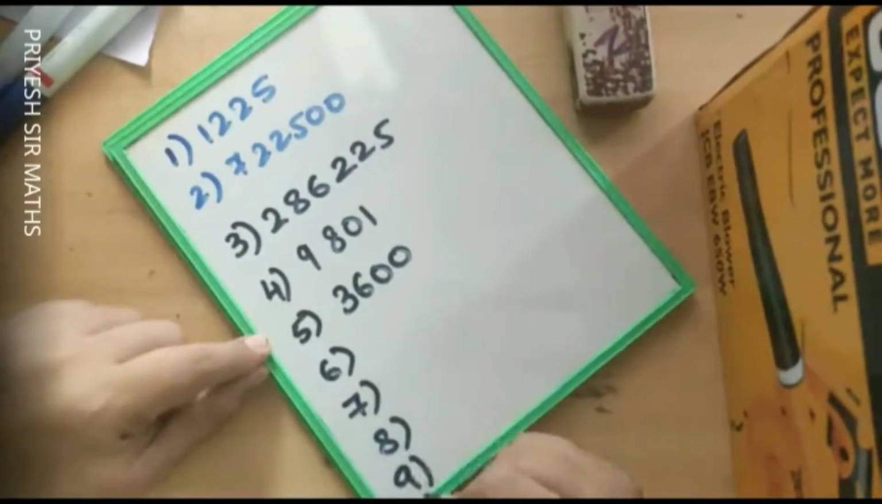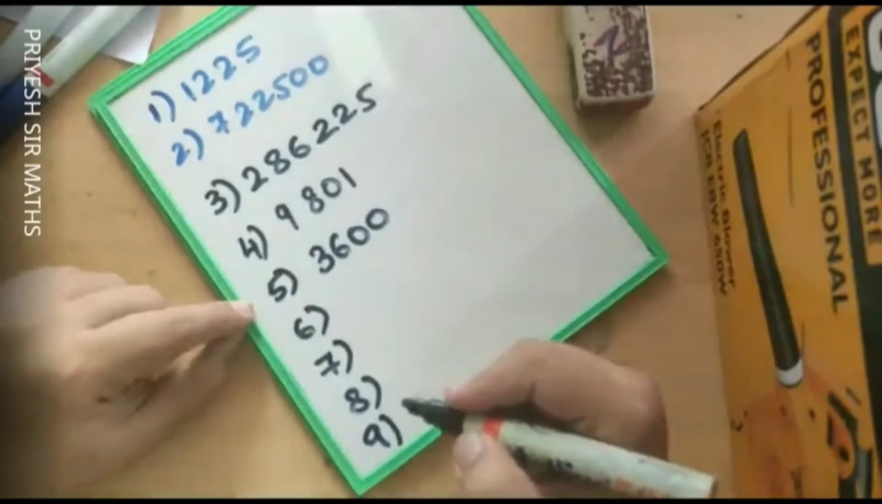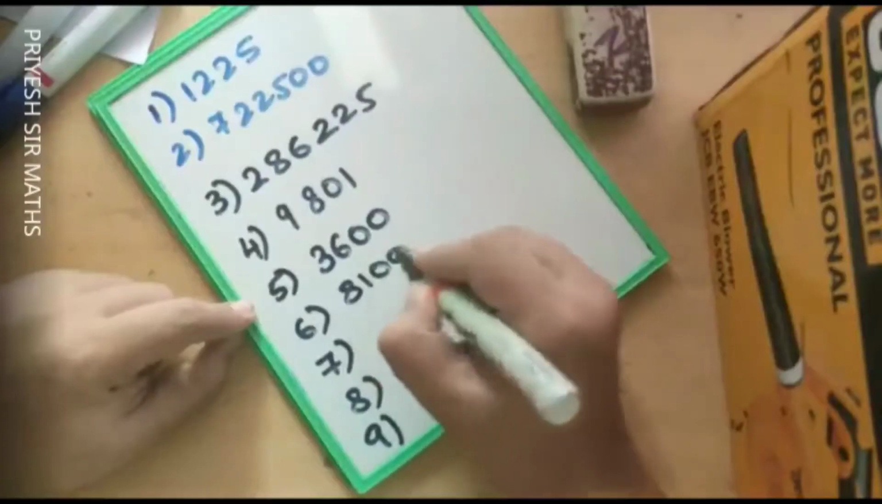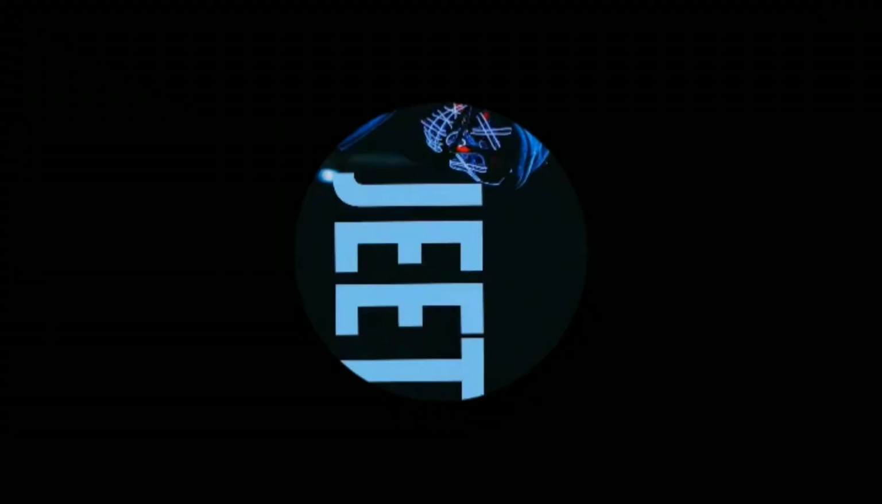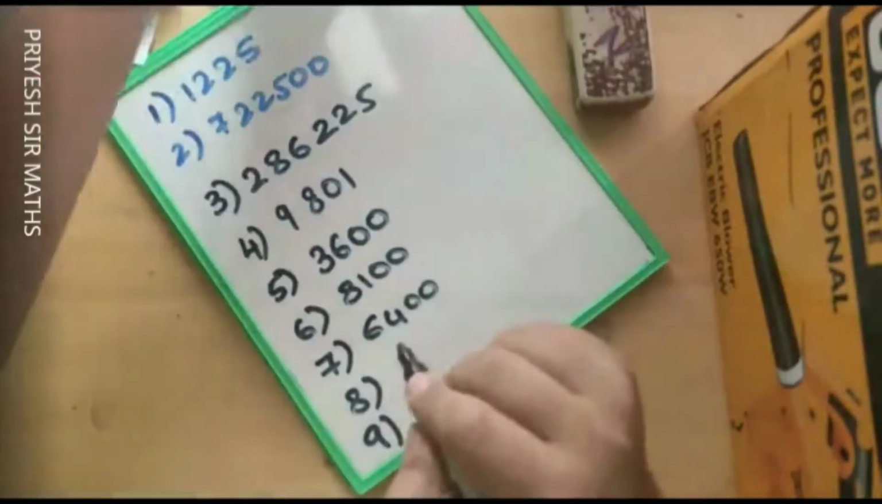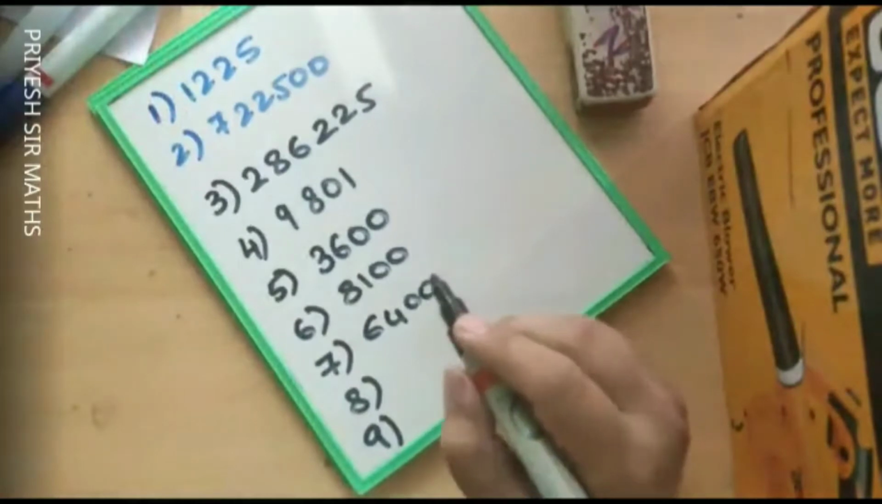Any more? 6400. 8100. Any more? 6400. 8 and 9, can I write?